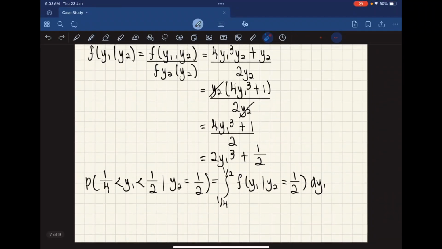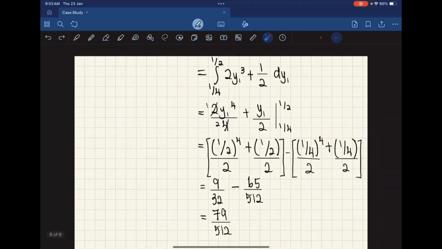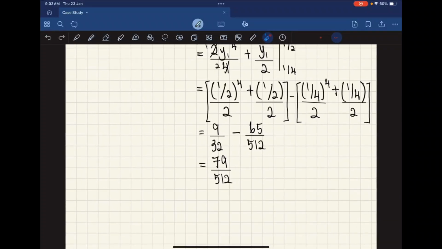After that, we can solve the question, which is P 1 over 4 less than y1 less than 1 over 2, given y2 equal to 1 over 2. We integrate from 1 over 4 to 1 over 2, the function of y1 given y2 equal to 1 over 2, dy1, and in the last calculation, we can get 9 over 32 minus 65 over 512, equal to 79 over 512.